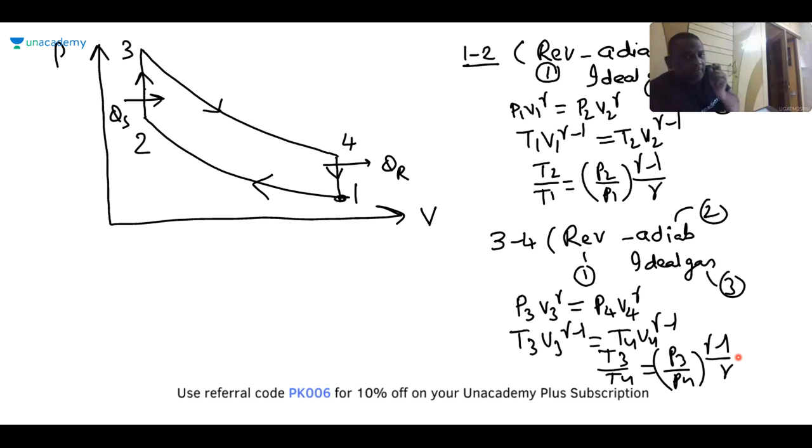You have no authority to apply PV to the power gamma equals constant for any adiabatic. It should be applied for a reversible adiabatic, that too when the working fluid is an ideal gas. If it is reversible adiabatic but still not an ideal gas, we cannot apply PV to the power gamma equals constant either. So be careful. Now let's go to this equation. Dekho, I'll highlight these equations.